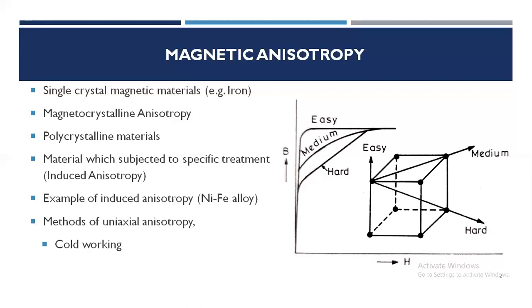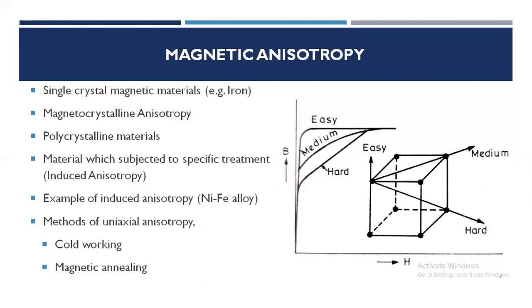Simply, it is applying cold rolling without the presence of a magnetic field. Second, magnetic annealing. This is the heat treatment of a material. Simply, annealing is related to heat treatment, and magnetic is related to the magnetic field. This process, heat treatment of material in a magnetic field, produces a uniaxial anisotropy related to the field direction.